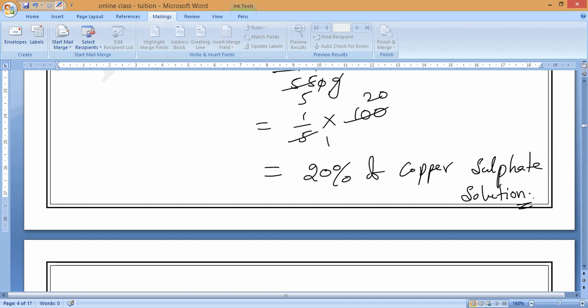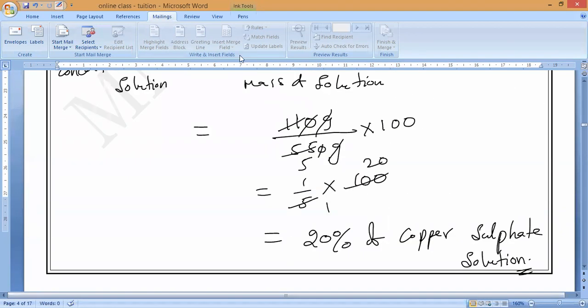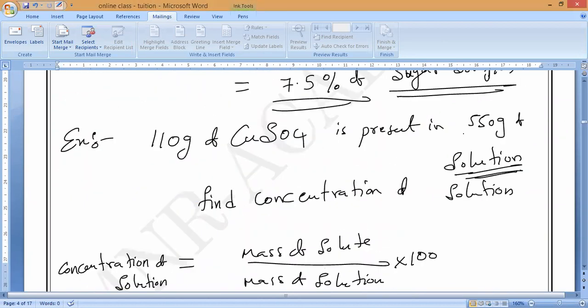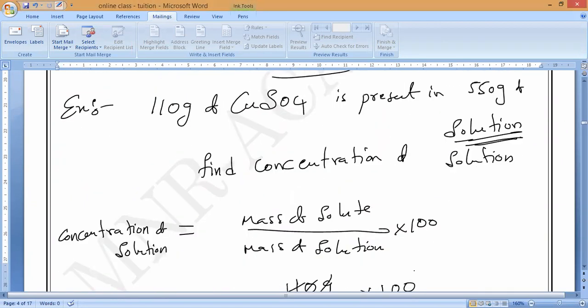Understand, guys? When solute and solvent are given, you have to take the solution. But here in this question, the solution is given directly, so we need not find it again. You can directly solve it. Understand, guys? Yes or no?